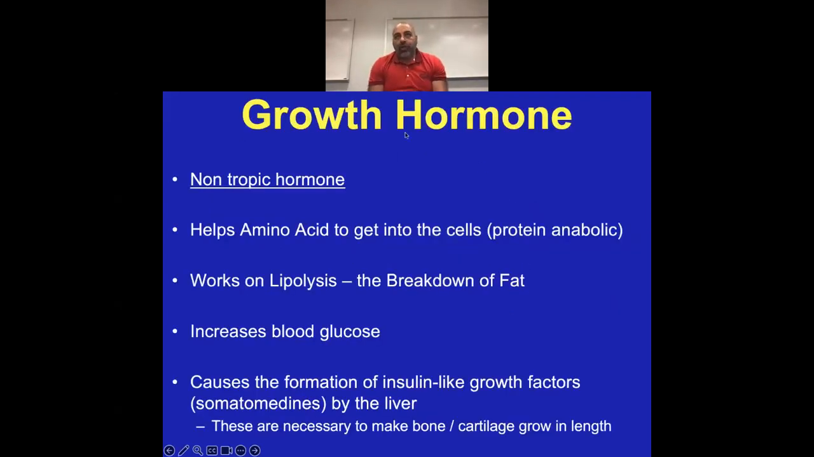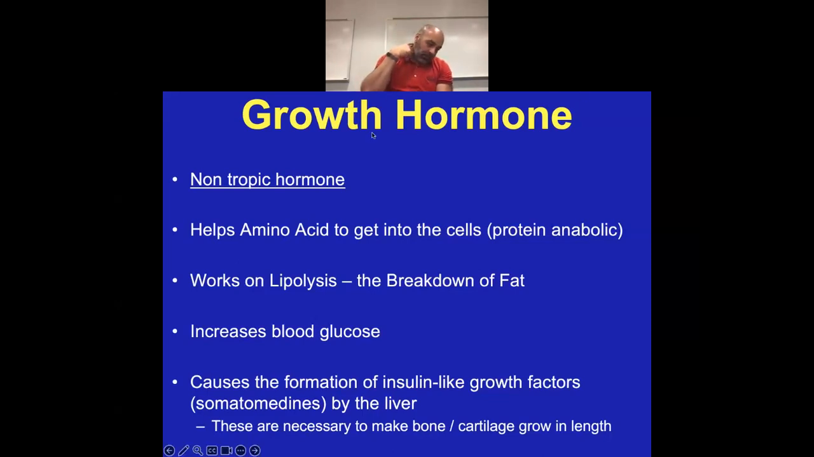So first hormone we look at, growth hormone. Children release a lot of growth hormone. So think about what is a kid? Skinny, growing rapidly, right? So they're building structure. So when you look at growth hormone, lipolysis, the breakdown of fat, and protein anabolism, they're building protein structure. Increased blood glucose levels because they need to produce ATP. Okay. There are insulin-like growth factors, which are somatomedins, and these also work on growth.